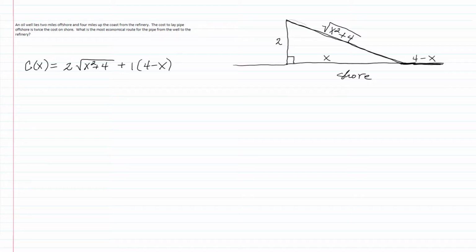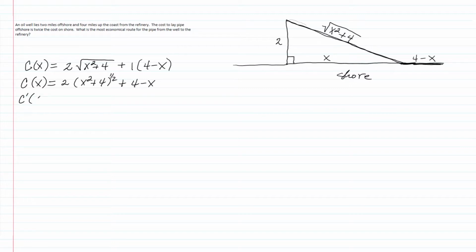Okay, so in order to optimize this, we of course have to take the derivative. So c prime of x, I guess first before we do that, let's put that in a little bit friendlier form. So we're going to say that's 2 times x squared plus 4 to the 1/2, and we can of course drop the 1 times 4 minus x, because that's just going to be 4 minus x. Okay, so let's take the derivative.